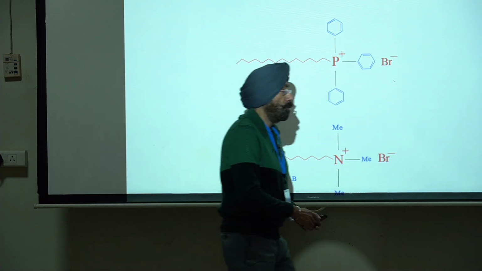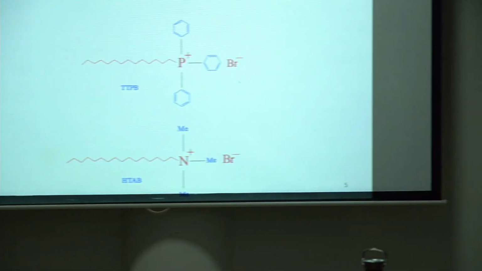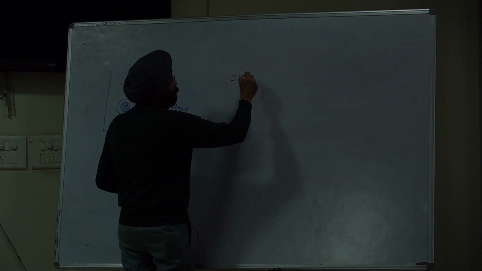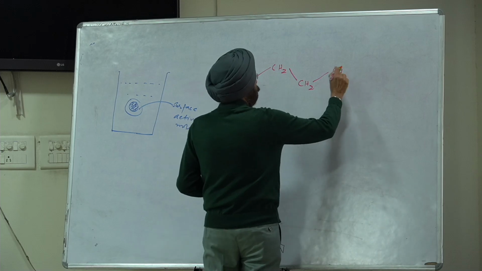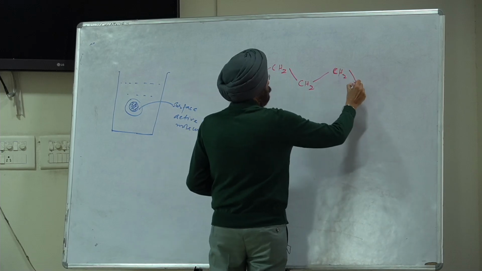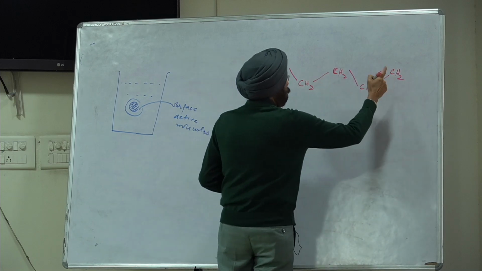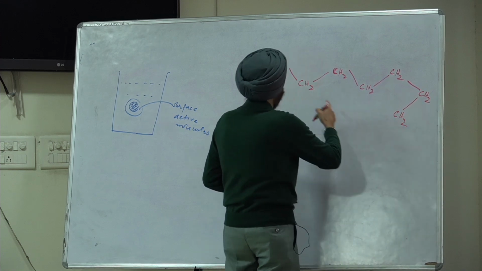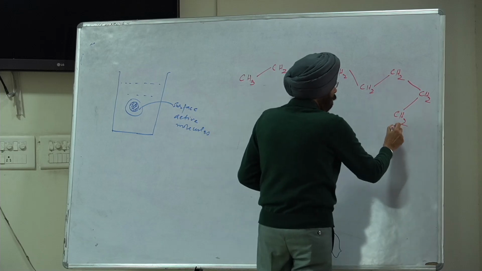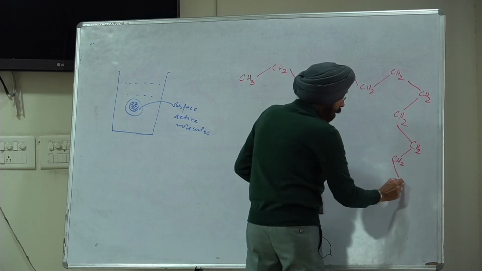Here it is CH2. So I can let you know how to count the length of the amphiphilic molecules. It is CH3, CH2, CH2, CH2, CH2, CH2. How many? 1, 2, 3, 4, 5, 6. And if I keep going, CH2, CH2, 1, 2, 3, 4, 5, 6, 7, 8, 9, 10, and 11.